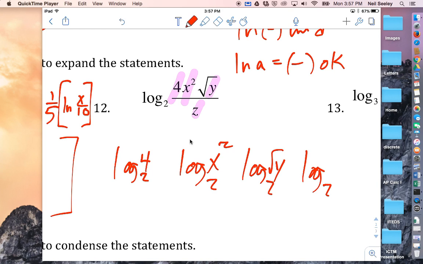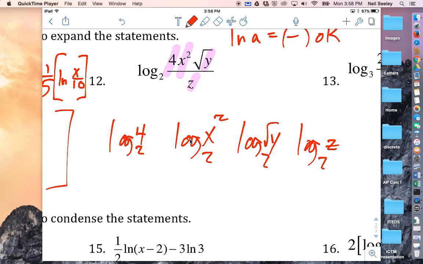I'm being pretty straightforward this time. I'll fix it in a minute. And anything that's in the numerator, you add those logs together. Anything in the denominator, you subtract those logs. Final step is, are there any powers? Half, square root counts as a power that you need to pull out front.